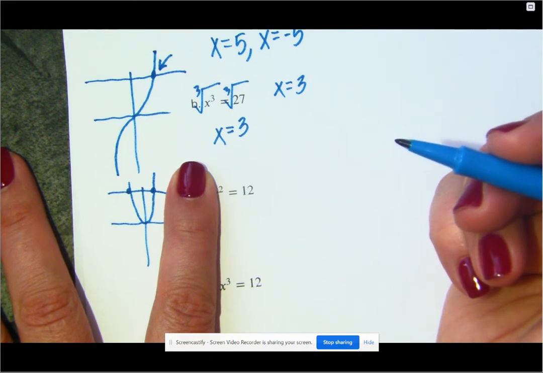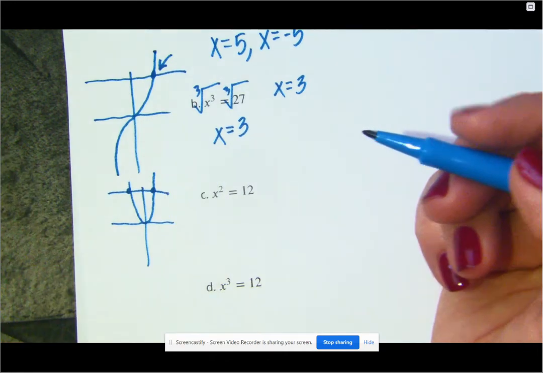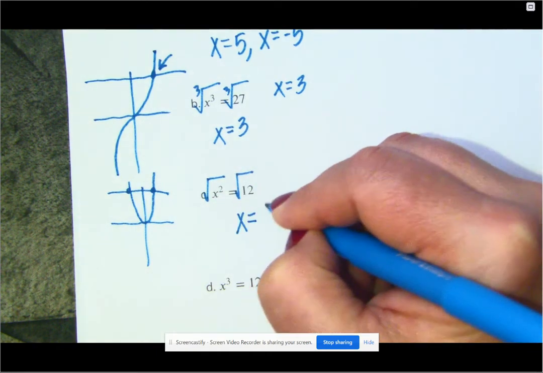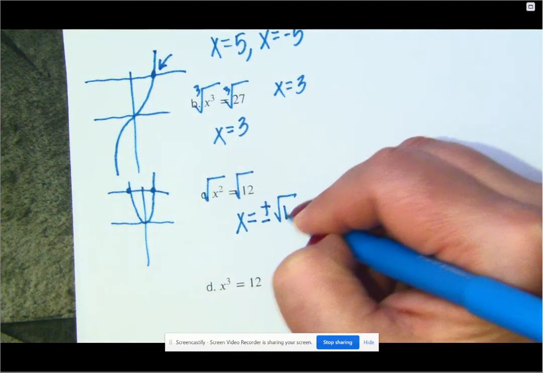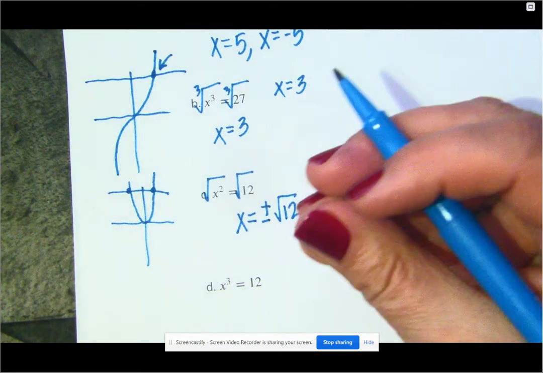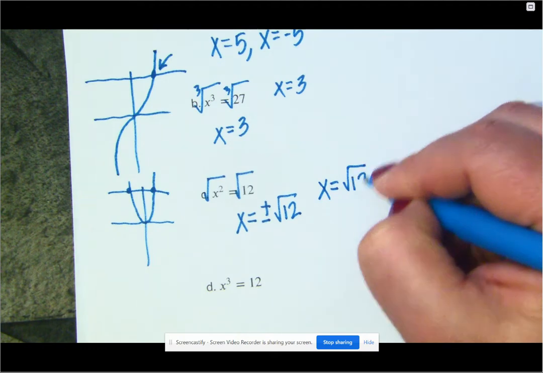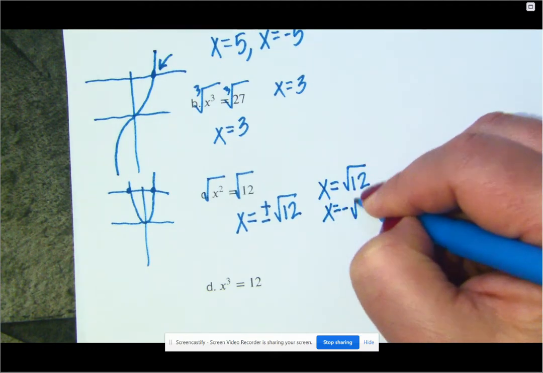It's a complicated irrational number. So if I square root, x is going to be the positive or the negative square root of 12. You could leave your answers written like that, right? Or you could break them apart. You got the positive square root of 12 and the negative square root of 12.